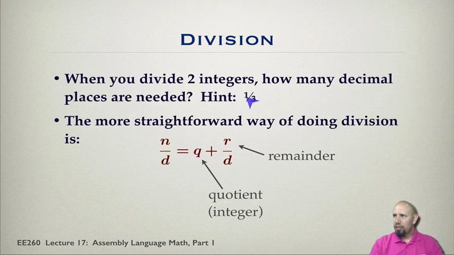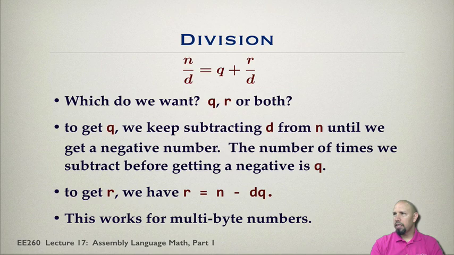But suppose we had 10/3. 10/3, we would get 3 plus 1/3. So that's 3.3333. And so we would have 3 and then 1/3 here. So that's a more straightforward way, and that way we don't have to keep track of an infinite number of decimal places. So this is the approach we take. It's fairly straightforward. And so the question is, when we do this division, what do we want? Do we want Q? Do we want R? Or do we want both of them? So remember, if you have a function, you get one thing returned.